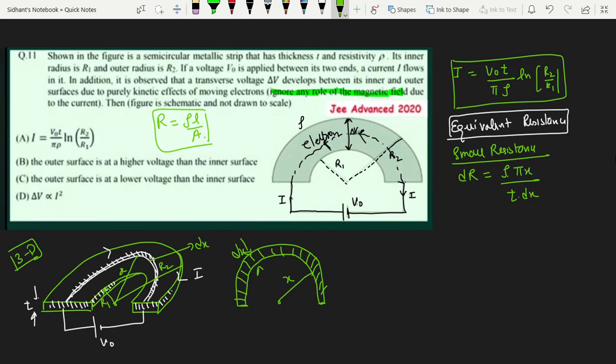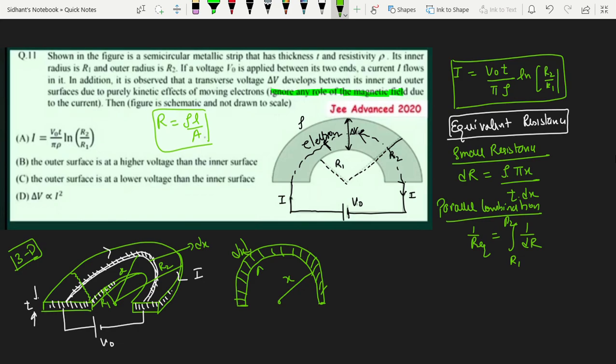Now when you calculate the equivalent resistance, we can interpret that all these strips which I cut from R1 to R2, when I join all these strips, they will form a parallel combination. It is very easy to understand. In a parallel combination, the equivalent resistance is 1 upon R equivalent, and that will be the integration of 1 upon dr, with limits from R1 to R2. Okay, this is how it is done.